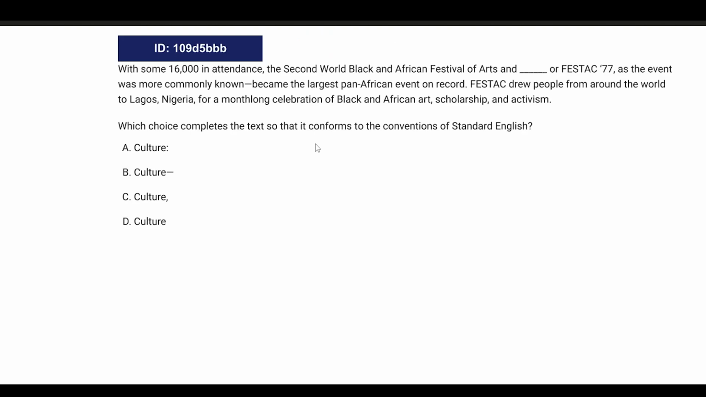All right, and finally we have boundaries hard, and this is going to be the last question of the day. With some 16,000 in attendance, the Second World Black and African Festival of Arts, blank, or Festac 77 as the event was more commonly known, became the largest Pan-African event on record. Festac drew, this doesn't matter at all because it's a grammar question.